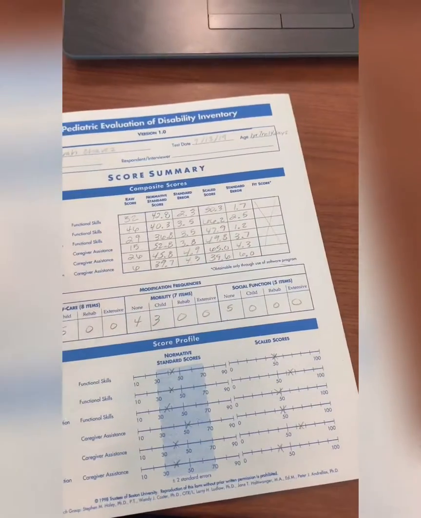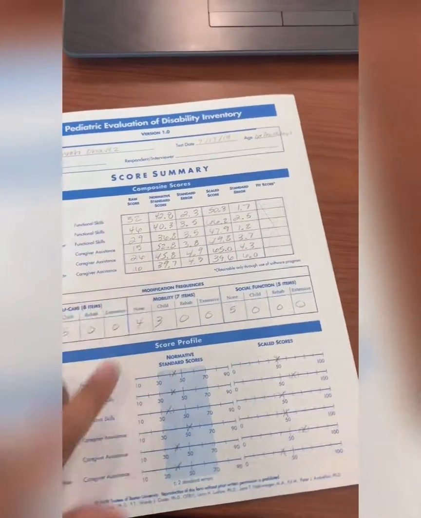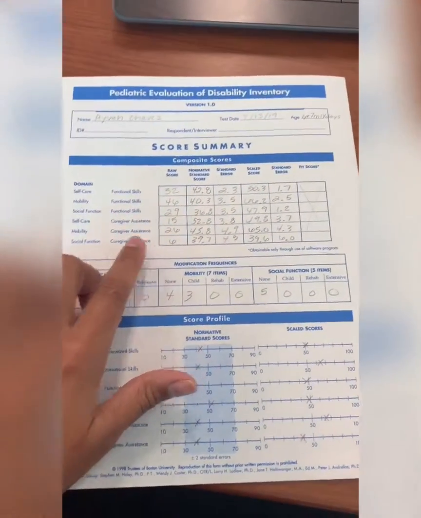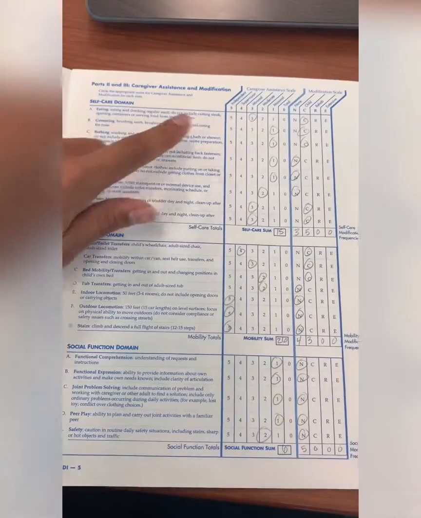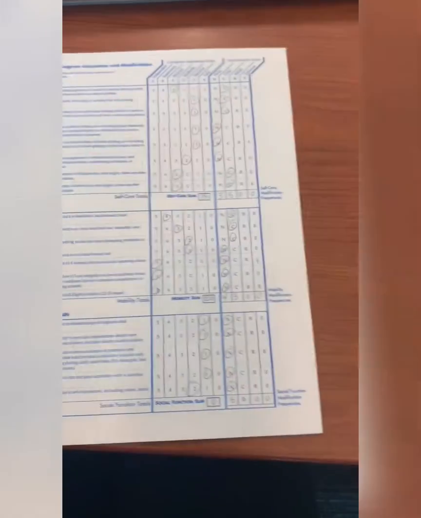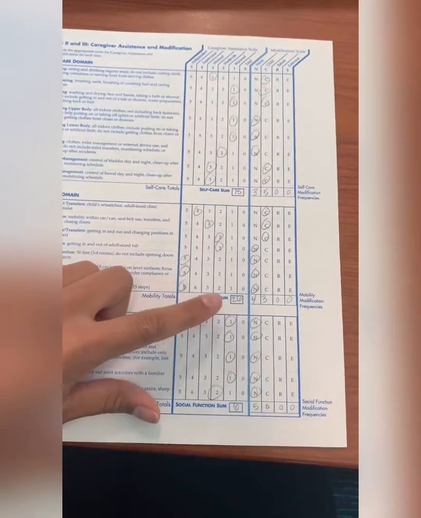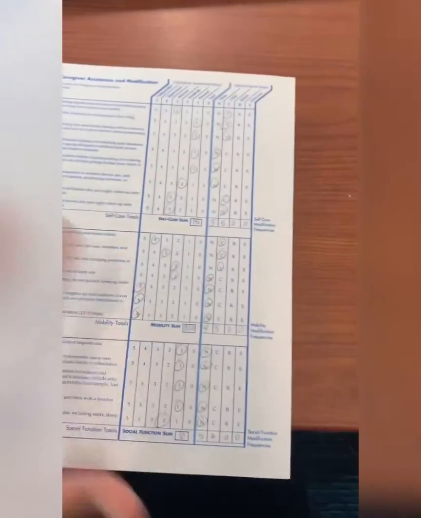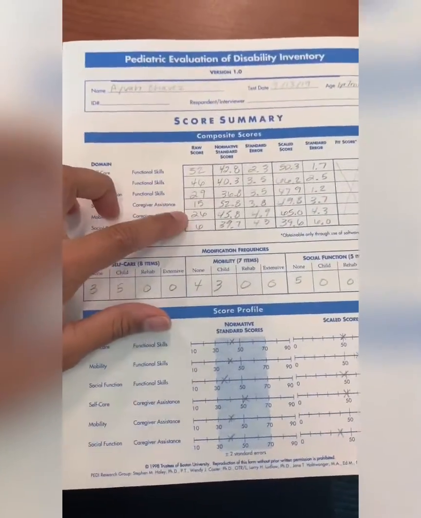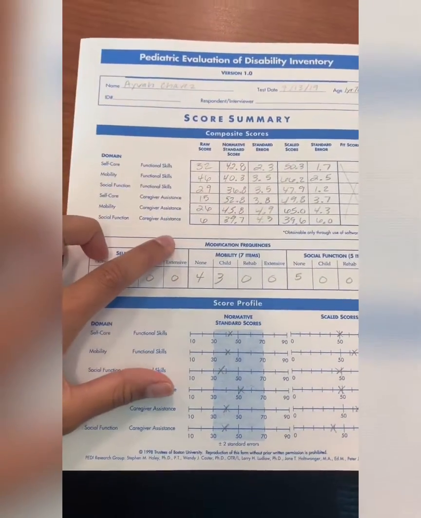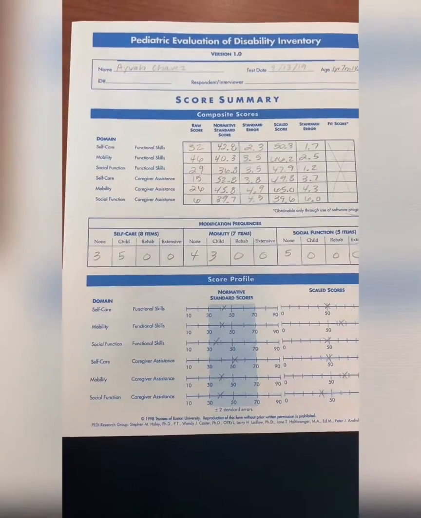Then when we look at the caregiver assistance raw score, we have 15, 26, and 6. We got those scores by looking at the caregiver assistance modification table. So basically you just translate that right back over, 15, 26, and 6. And that's how you figure out what the raw score is.